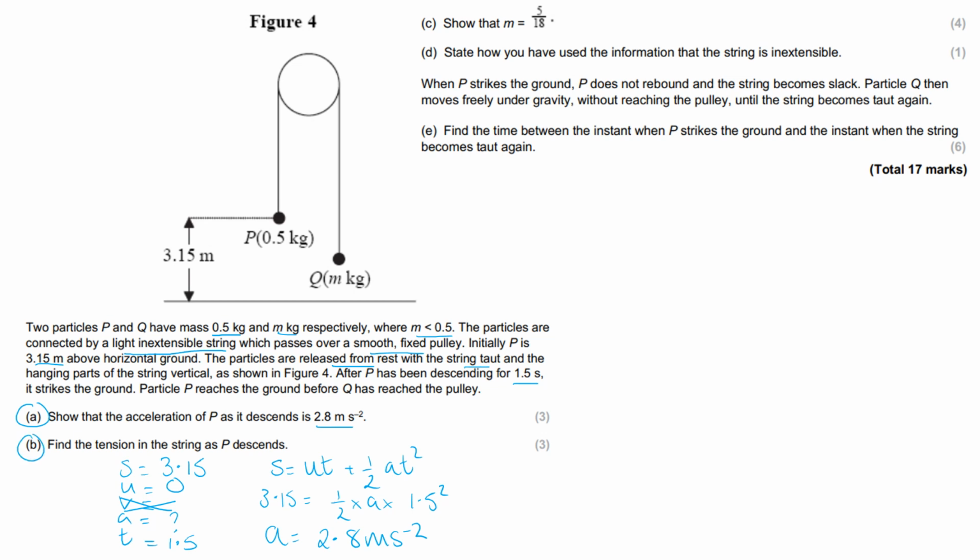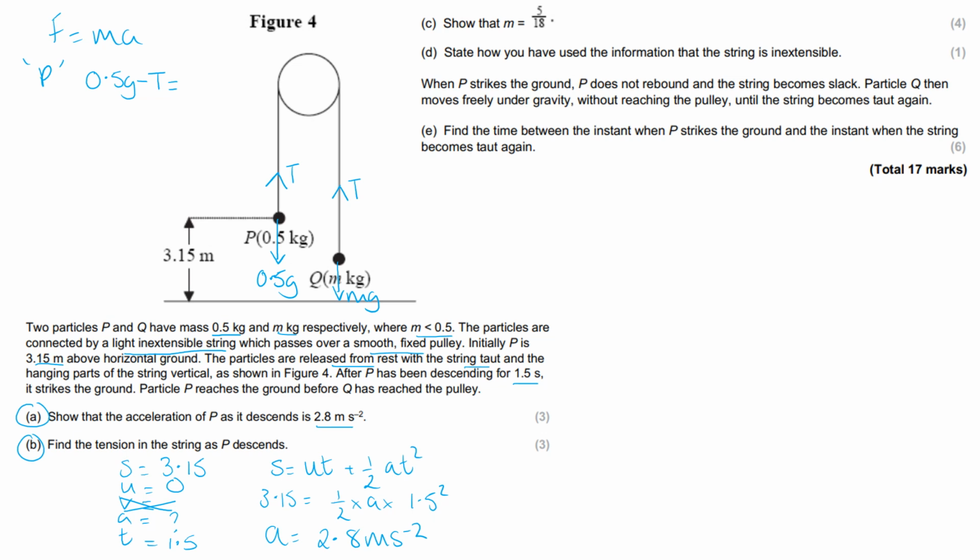Now on to B, finding the tension in the string. Tension is a force, so we need to start putting the forces on. We're going to have 0.5g acting down from P. We're going to have mg acting down from Q. The tension is the same throughout the string and they're acting up. Now we're going to apply F equals ma for both of the particles. So for P, what's taking it down is the 0.5g minus the tension, which is dragging it back because Q is connected at the other end.